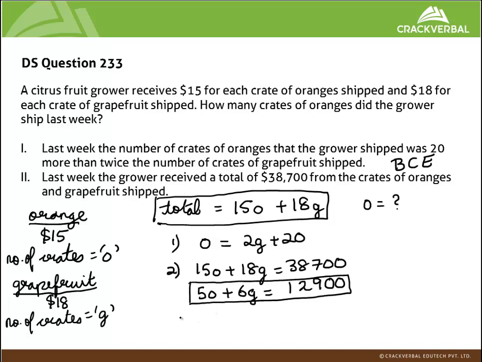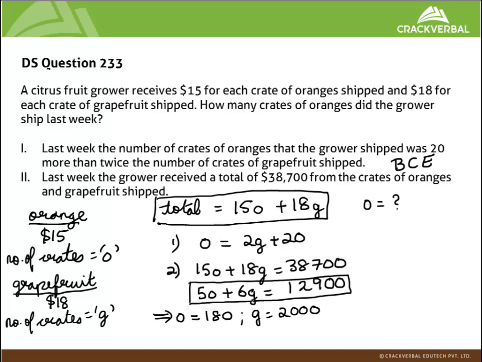So here, the first value I'm going to plug in for O is going to be 180. The reason I'm plugging in 180 here is because 180 times 5 is 900, and if I subtract 900 from 12,900, I'm going to get 12,000, which I know is perfectly divisible by 6. So if O is equal to 180, G is going to be 12,000 divided by 6, which is going to be 2,000. So one possible value for O is 180.